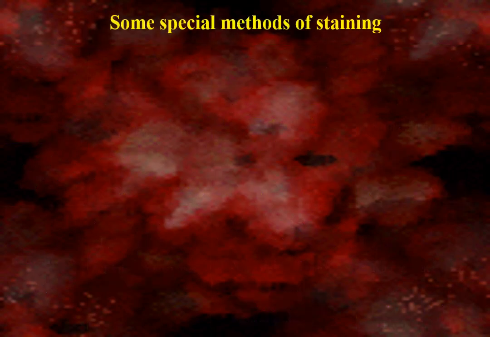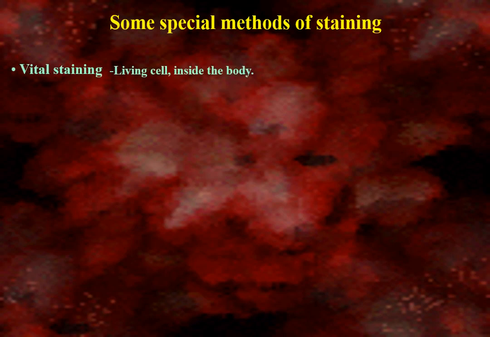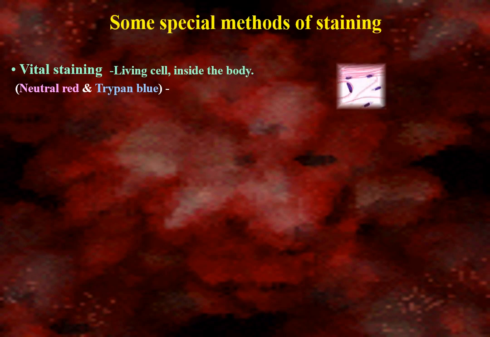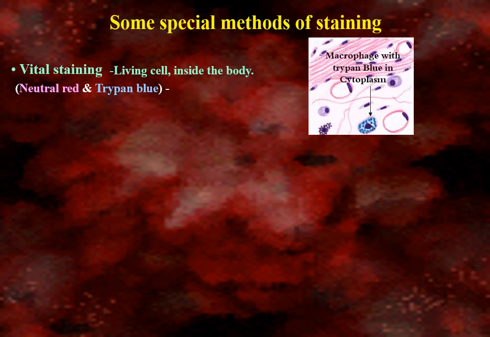Some special methods of staining. Vital staining is the staining of a living cell inside the body by using a vital stain, as neutral red or trypan blue. It is used to stain phagocytic cells.